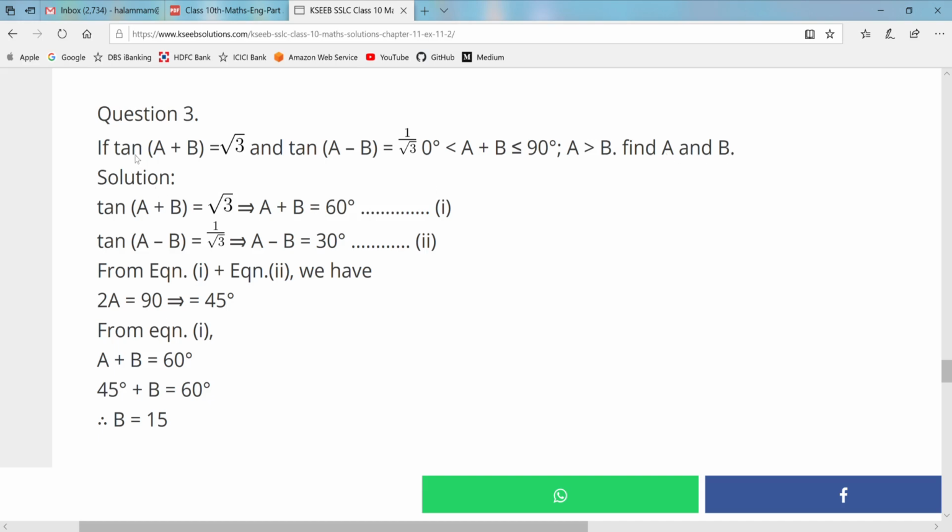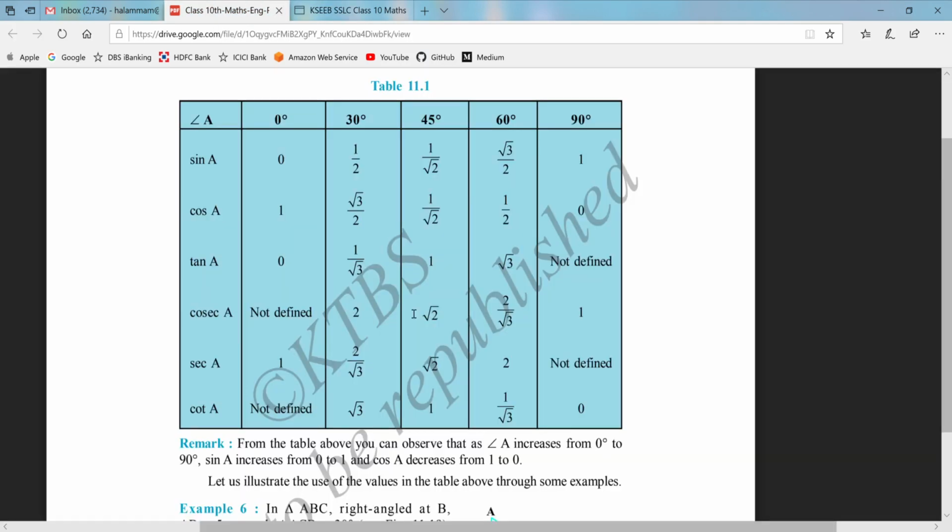What they have given, the solution: tan(a plus b) is equal to root 3, take this as equation 1, and tan(a minus b) is equal to 1 by root 3 as equation 2. So here they have given root 3, so convert this root 3 into a tan angle. Check for which angle the tan value is root 3.